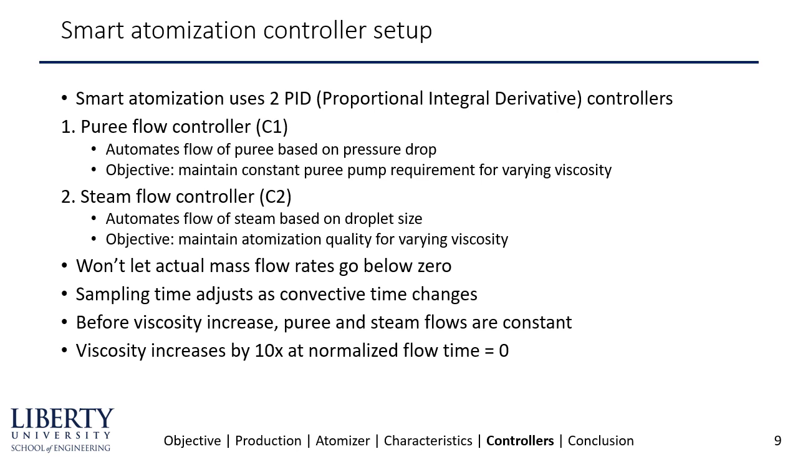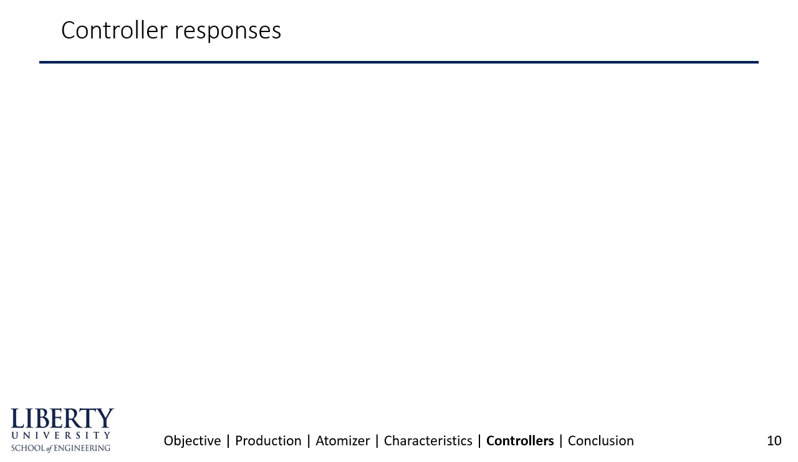Before the viscosity increase, the step change, puree and steam are both at constant flow rates. And then we increase the viscosity by a factor of 10 at a normalized flow time of zero, which you'll see on the plots on the next slide. And then we let the controllers respond.